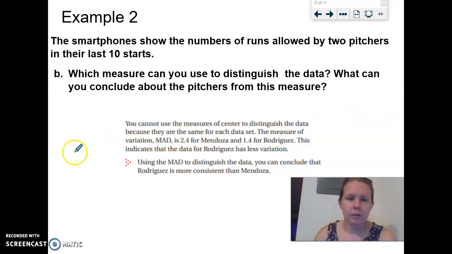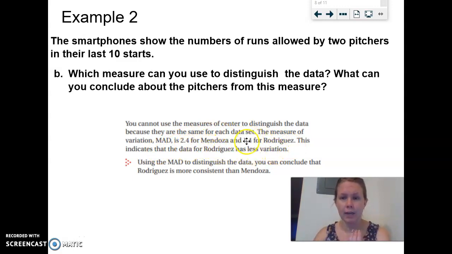So it says you cannot use the measures of center to distinguish the data because they're the same for each data set. So they're talking about the mean and the median. That's what I was saying. The measure of variation MAD is 2.4 for Mendoza and 1.4 for Rodriguez. This indicates that the data for Rodriguez has less variation.